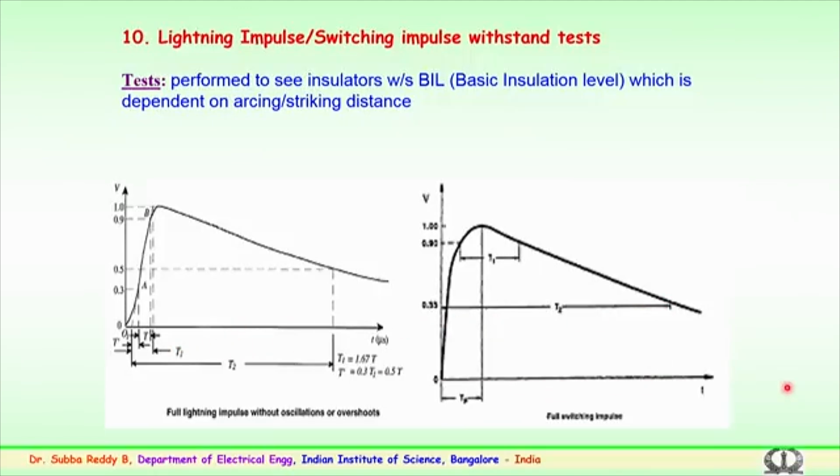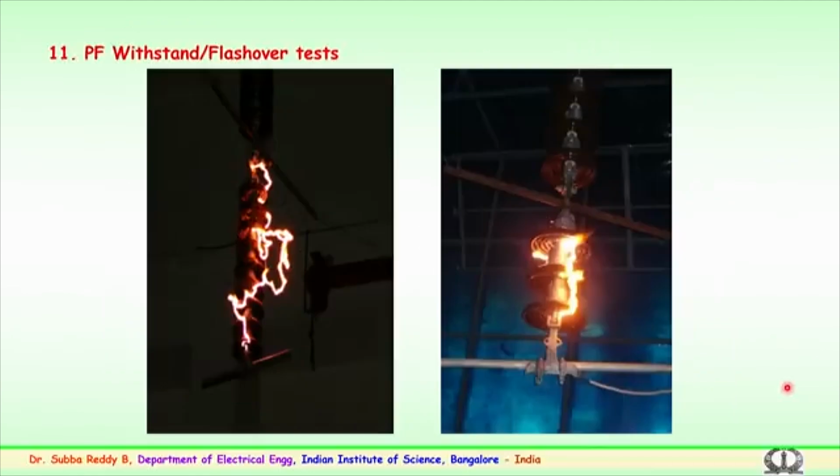So, for these impulses, the standard specifies the number of impulses, both positive and negative, which could be 5, 10, 15. Again, it depends on the manufacturer and the utility agreement, where a number of impulses are impinged on the test object and the performance of the insulation level is monitored.